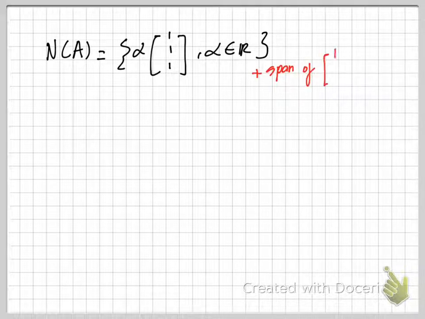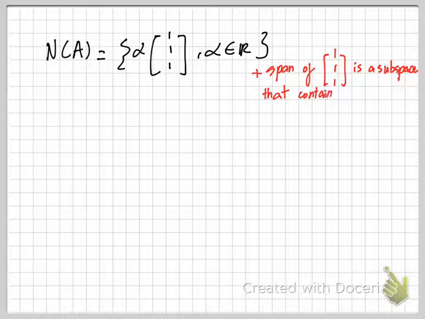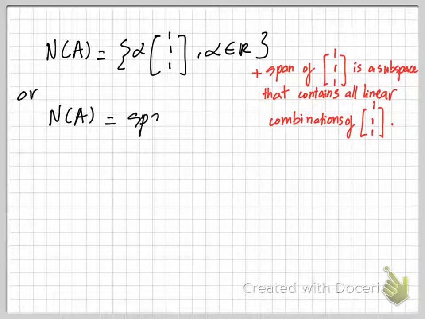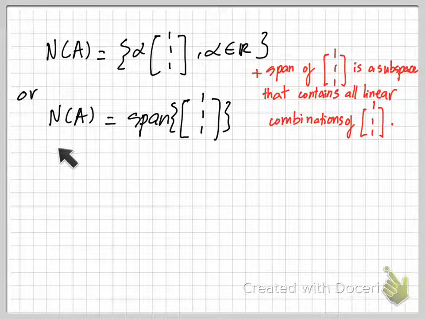Maybe we want to find a different way to describe this null space of A. In this case, we can use the span of a vector. The span of the vector is a subspace that contains all the linear combinations. So the span of the vector 1, 1, 1 is a subspace in R3 that contains all the linear combinations of 1, 1, 1. Looking at the form of the vectors in the null space, all the vectors can be described using alpha times 1, 1, 1, and alpha can be any value in R. That means alpha times 1, 1, 1 contains all the possible linear combinations of the vector 1, 1, 1. So we can rewrite the null space of A as the span of the vector 1, 1, 1 in R3.